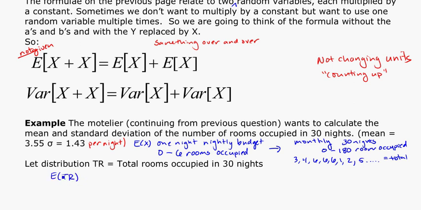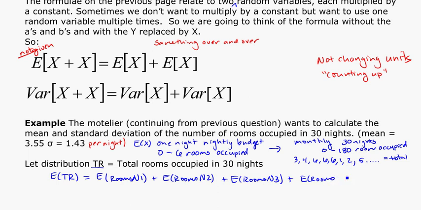So, when I talk about the mean, or the expected value for the total number of rooms, that's going to be the expected value for the number of rooms on night one, plus the expected value of the rooms on night two, plus the expected value of rooms on night three, plus the expected value of rooms on night four, plus etc. all the way up to the rooms on night 30. So that's going to carry on as he goes along.